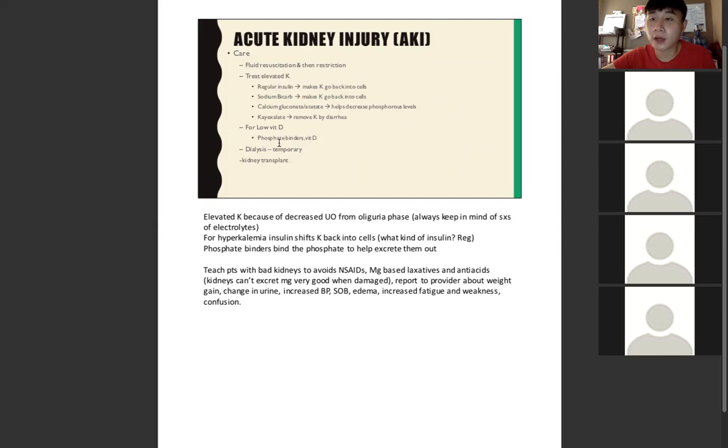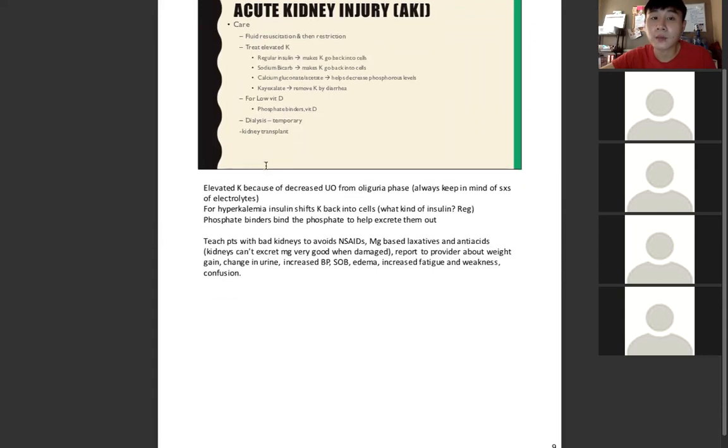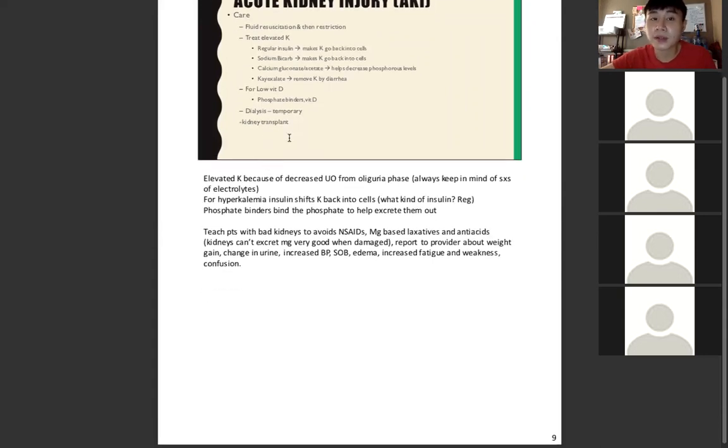Remember, phosphate is phosphorus. It has an inverse relationship with calcium. So whenever we have low vitamin D, we have low calcium. A way to treat that is to decrease the phosphorus level. It will bring the calcium level back up. Then we have dialysis, which is a temporary treatment, and kidney transplant.